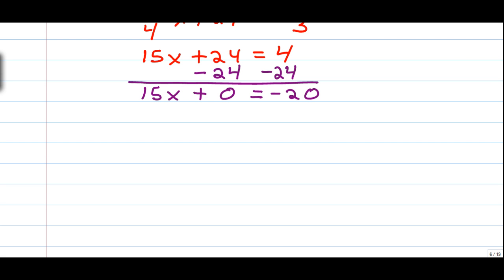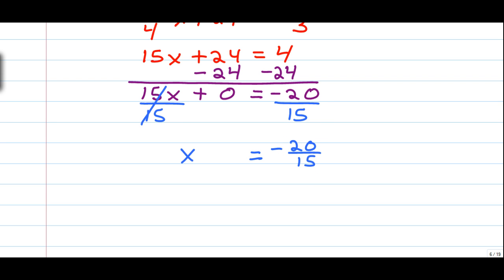Last step here would be to move the 15 off the x. We'll do this by dividing by 15. So we'll divide both sides of the equation by a 15. That means the 15's clear. We're left with x on this side equals a negative 20 over 15.